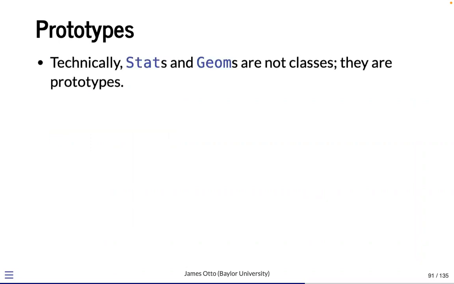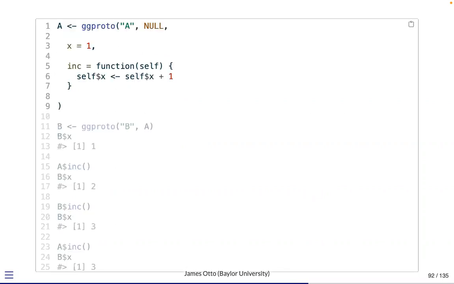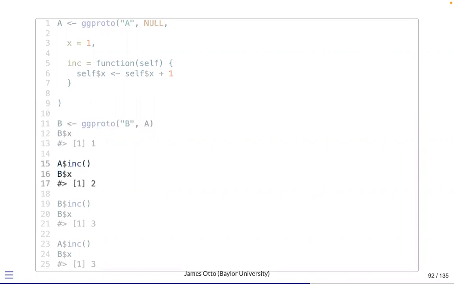Now, like I said, these things are not classes, they're prototypes. So here now, we have the same example where we have A with X and increment. We can inherit, right? So we can make a new prototype, call it B, and it's just a copy of A. If we look at B's X, it's 1. If we increment A, B's X is now 2. That's weird. That's not what you would expect.